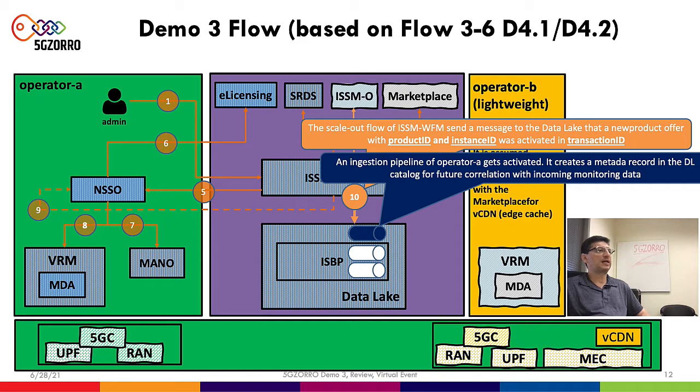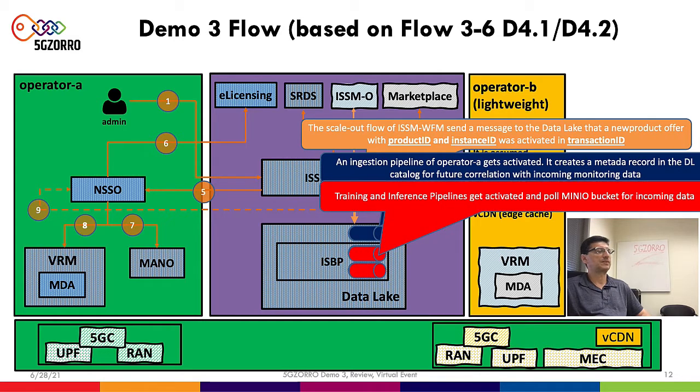An ingestion pipeline of operator A gets activated. It creates a metadata record in the data lake catalog for future correlation with coming monitoring data. Training and inference pipelines get activated as well and poll MinIO buckets for incoming data. These pipelines, both ingestion, training, and inference, are implemented using Argo workflows and Argo events, and that's why you're going to see this Argo logo once again now in the context of the data lake.